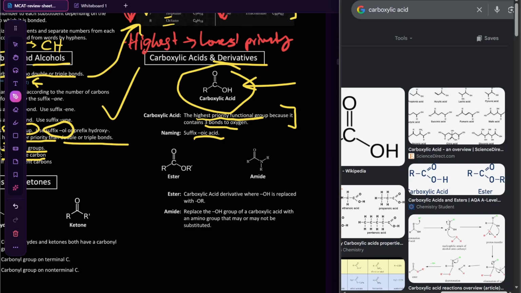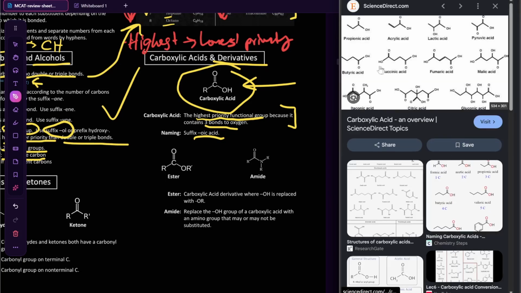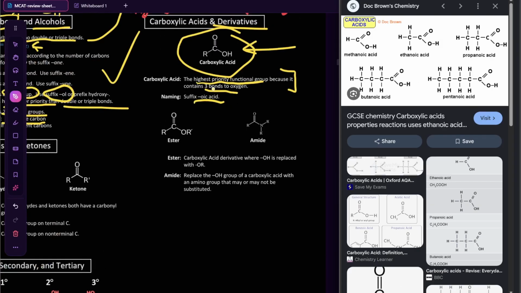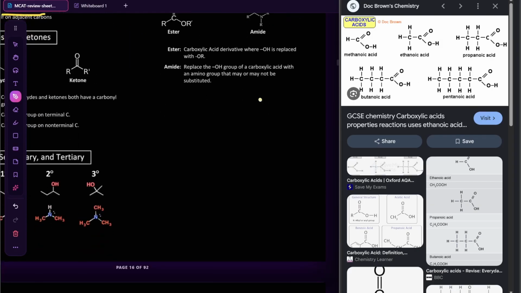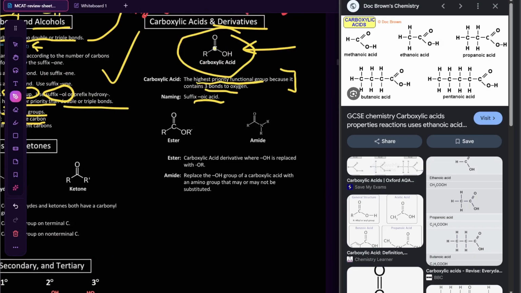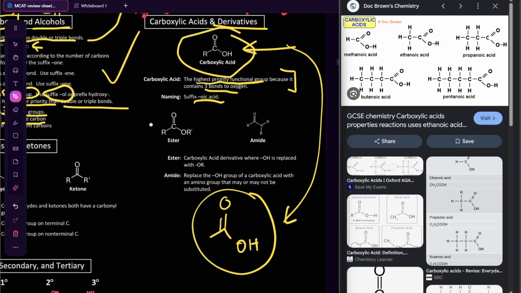So how you name it, let's see if this picture is good. No, this one's too much. Here we go, this is a good picture. So methanoic acid, then ethanoic for 2, propanoic for 3 carbons, butanoic for 4, and pentanoic acid for 5. And if they're ever drawing it not in the expanded form, it would be with the OH and just a line like that. This is a simplified diagram of what it would look like down here. And so you would use oic acid as the suffix to name carboxylic acids.